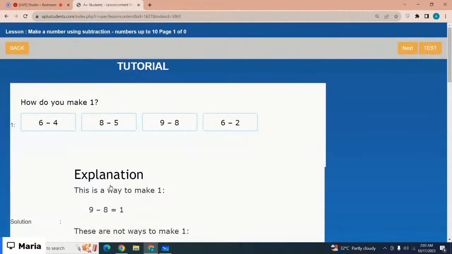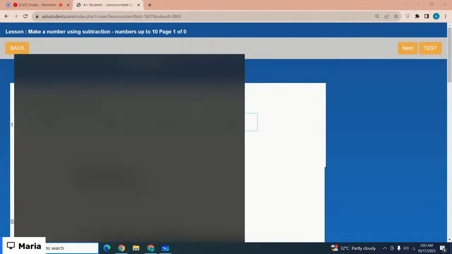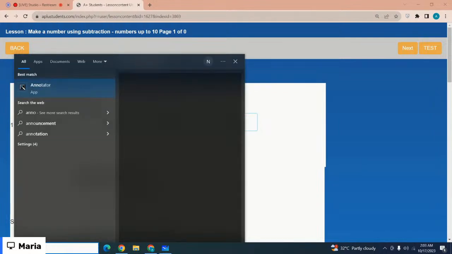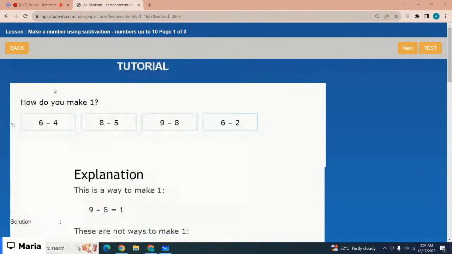For example, you are given how do you make 1. You are given 4 options. You need to check which option makes 1, right? Let's start with the first option, that is 6 take away 4. So you have to subtract and see if it makes 1. So 6 take away 4 makes, very good, 2, right? That means that isn't the one that makes 1, right?